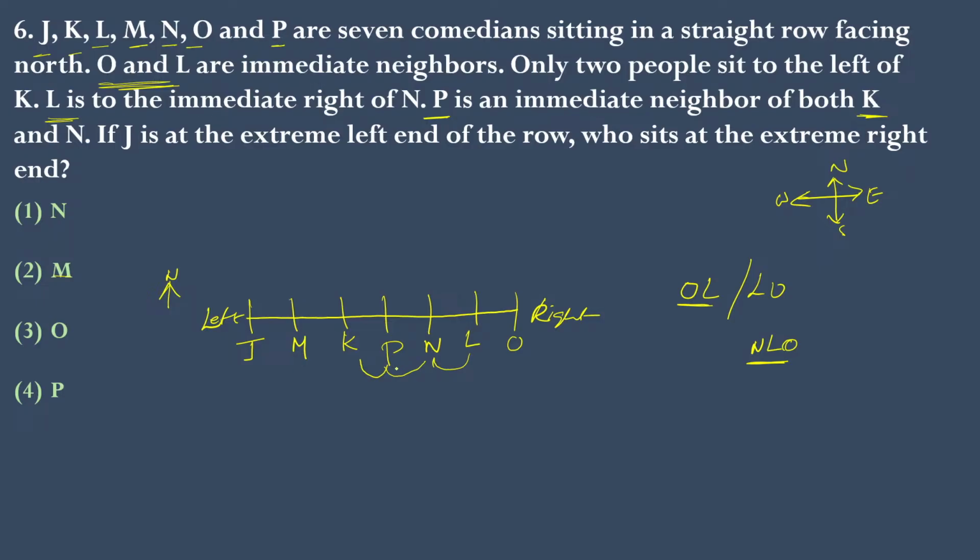Next, J is at the extreme left end of the row, and M is immediate left of K. And see the question. What is the question? Who sits at the extreme right end? O sits at the extreme right end. Option 3 is correct. Okay, next question.